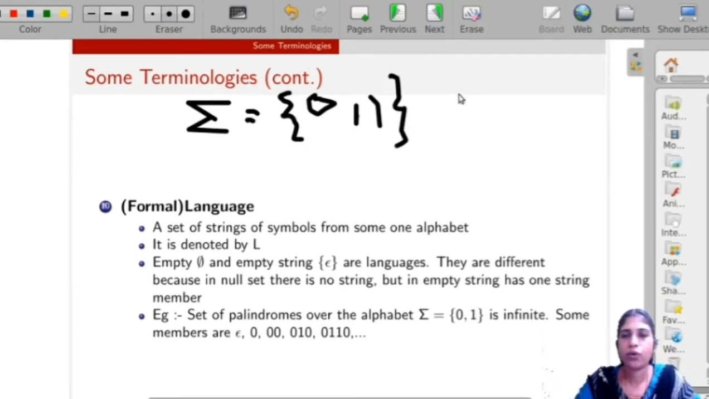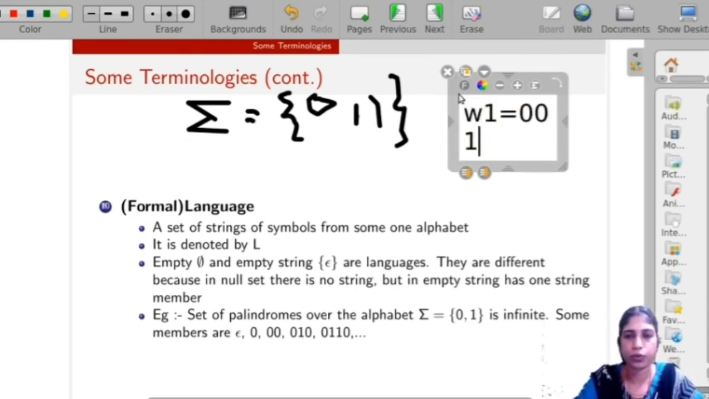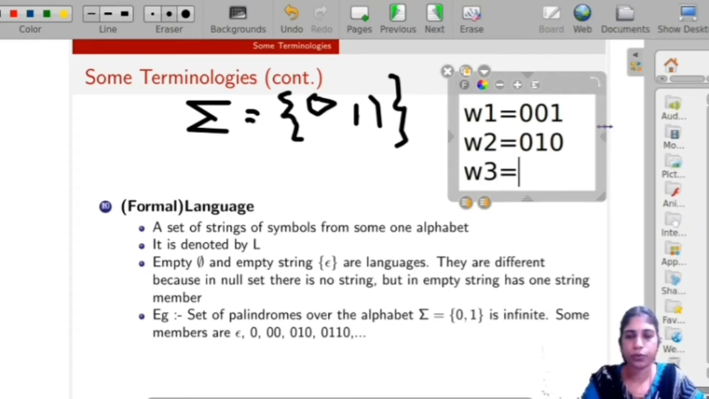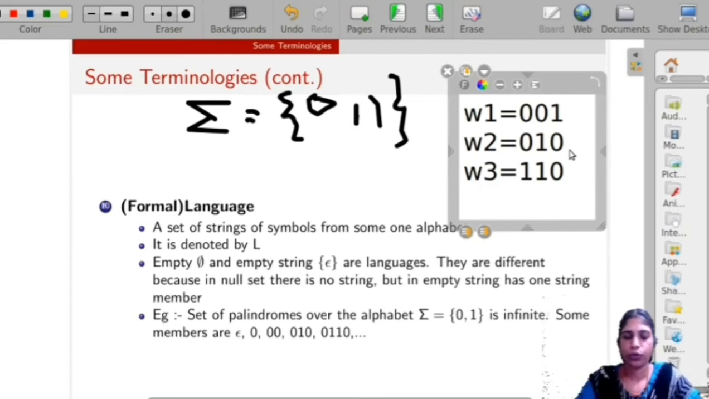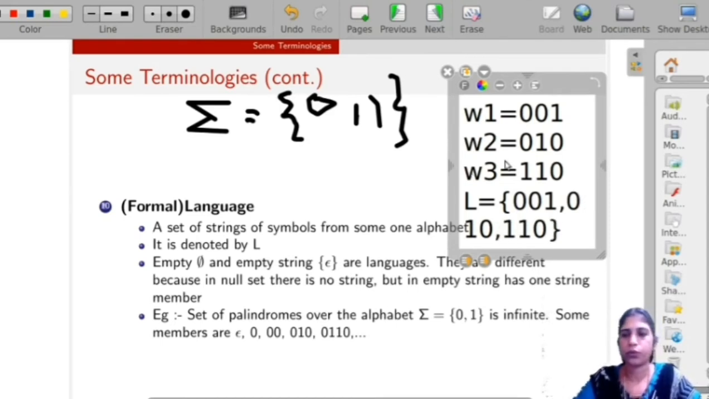So we can form different strings using this 0, 1. Suppose W1 is equal to 001, W2 is equal to 010, W3 is equal to 110. So the property of these strings is that each contains only 3 bits. So we can write L is equal to, language is represented by the capital letter L, L is equal to the set of all strings, that is 001, 010, then 110, etc.